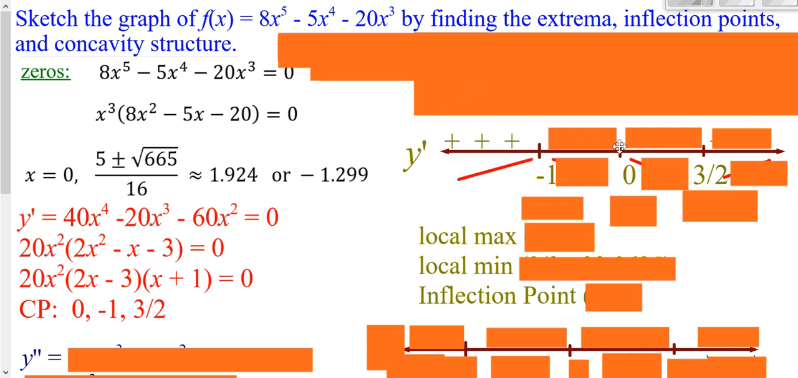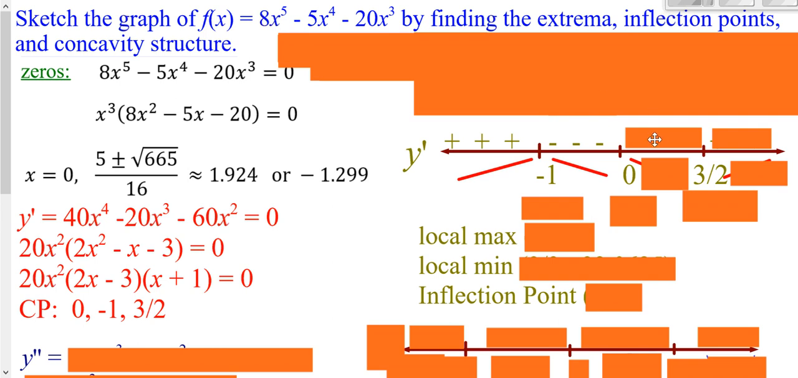Try a number in between, like negative 1/2. Negative 1/2 squared is positive. 2 times negative 1/2 is negative 1. Minus 2 is negative. Negative 1/2 plus 1 is positive. A positive times a positive is a negative. So it's negative. First derivative tells you you're going up or down, and it's negative, so you're going down.